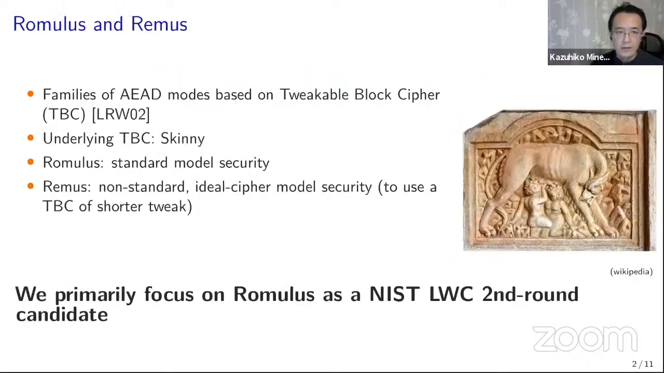So this talk describes the two families of AEAD modes based on the tweakable block cipher, Romulus and Remus. Both use SKINNY as an underlying TBC, and Romulus has standard model security, while Remus relies on the non-standard ideal cipher model security to use a TBC of shorter tweak than what is used by Romulus. Because Romulus is a second round candidate of the NIST Lightweight cryptography, this talk primarily focuses on it.